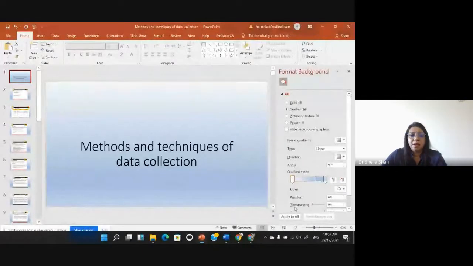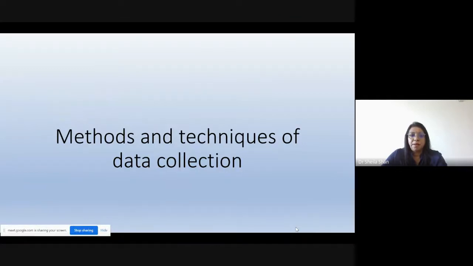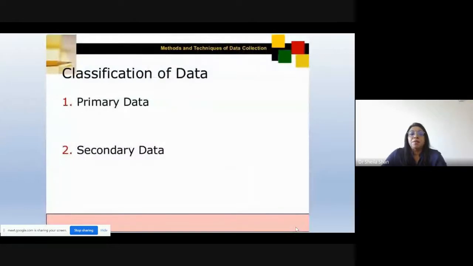Still under the same unit, method and technique of data collection. We have two types of data: one is primary data and the other is secondary data. Normally, secondary data is already being collected by other people. The data is already there.